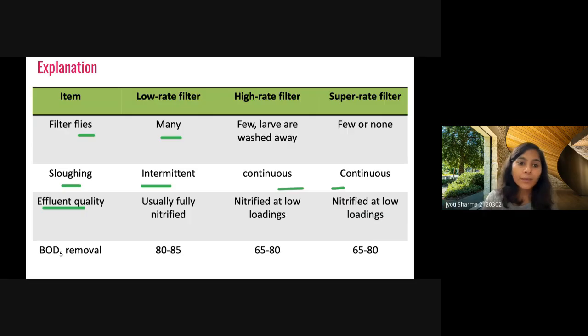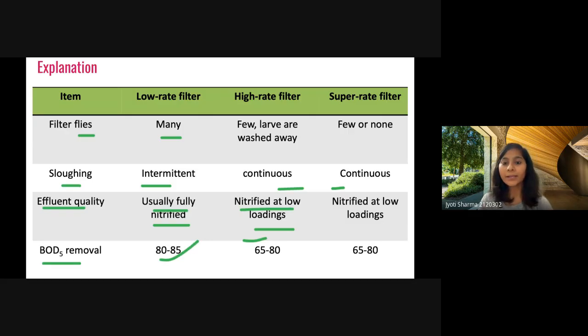Effluent quality after this trickling filter, after removing the BOD, what kind of treated water will we have at last? In the low rate filter we will usually have fully nitrified effluent. In high and super rate filters we will have nitrified effluent but at low loading. And BOD removal is higher in the low rate filter, but it is 65 to 80 percent for super and high rate filters. So the advantage of high and super rate is just that they can have high organic loading, and even the hydraulic loading may be higher. But if we are talking about the low rate filter, then the removal efficiency is more in comparison to high and super rate filters.